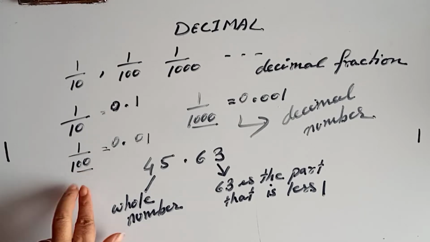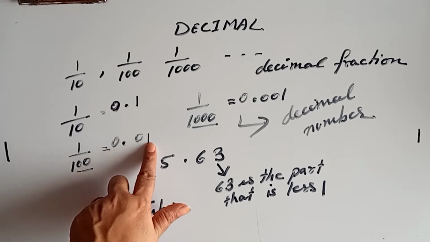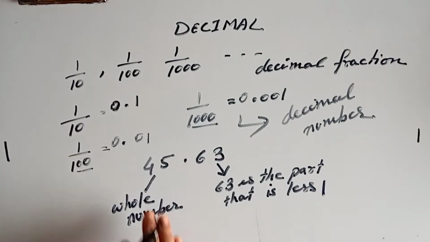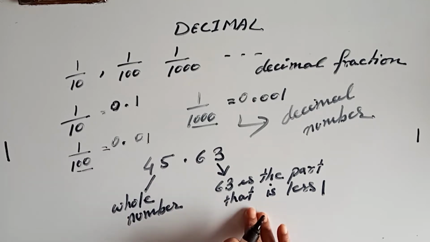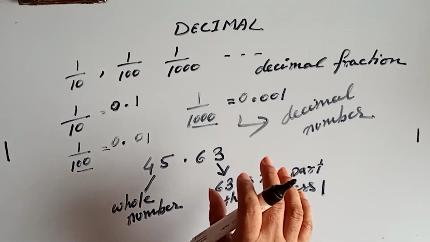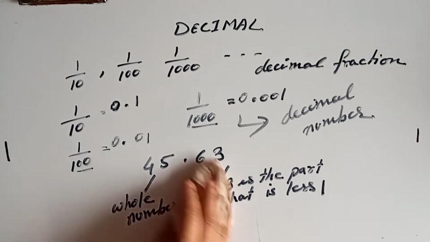If it is 100, there are two zeros. So after decimal there should be two digits. 1000, there are three zeros. So after decimal there will be three digits. Okay, now if I take this decimal number, 45 is the whole number and 63 is the part that is less than 1. That means after decimal whatever the number be, it should always be less than 1.